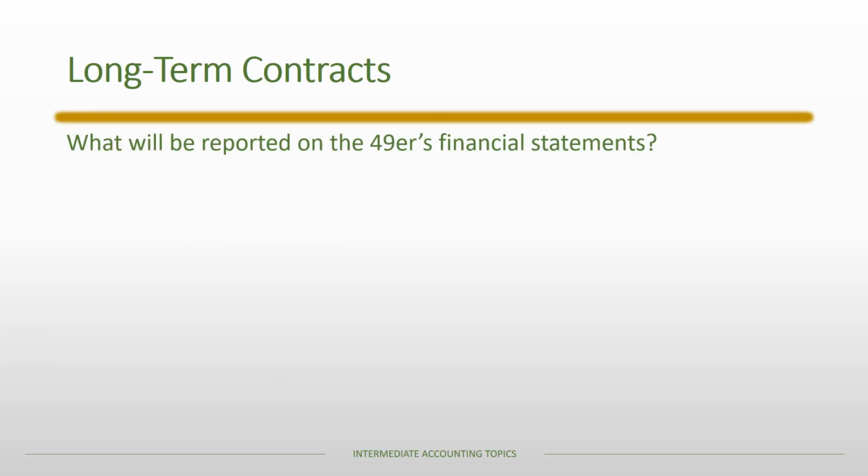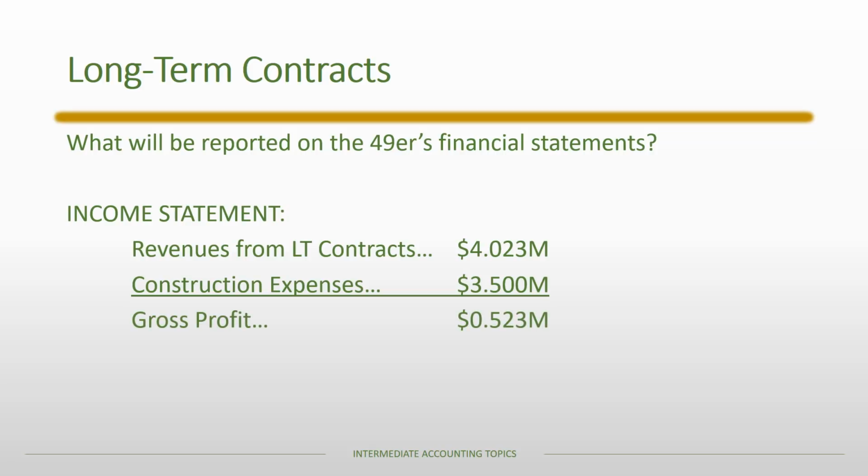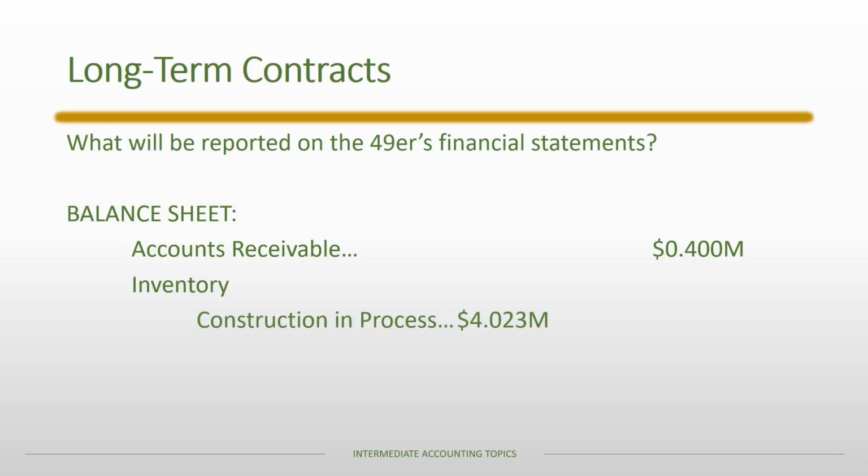So what's going to be reported on the financial statements? First of all, on the income statement, you're going to have the revenues from the long-term contracts, you're going to have the construction expenses, and that's going to leave us with a gross profit. And that gross profit is that future economic benefit, that asset that we believe we're going to receive. On the balance sheet, of course, we have the remaining accounts receivable. And then under the inventory account, we would see construction in process, which is the balance.